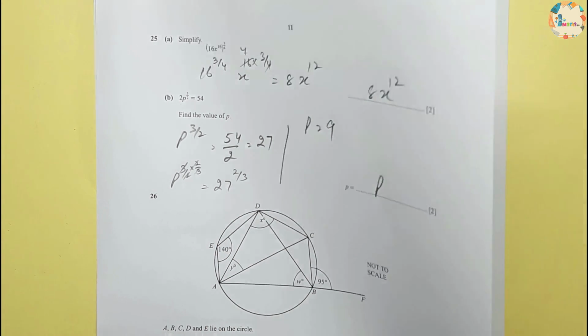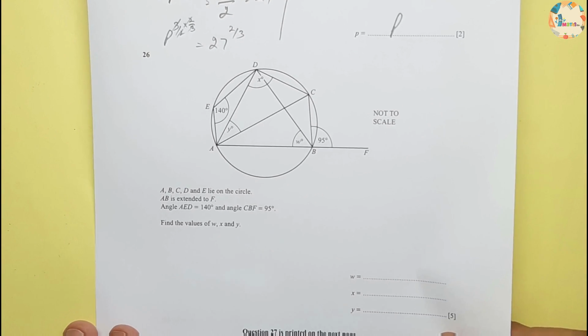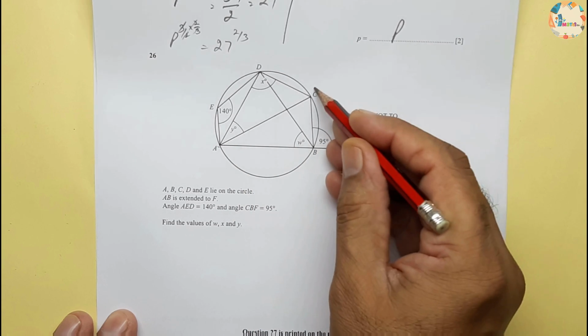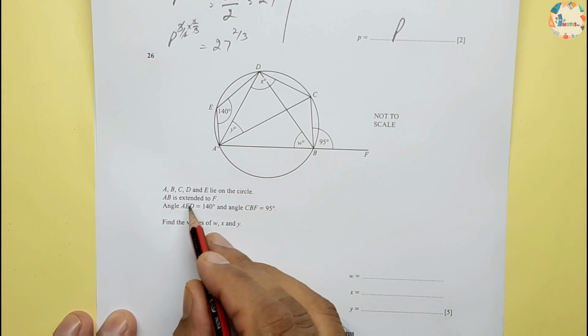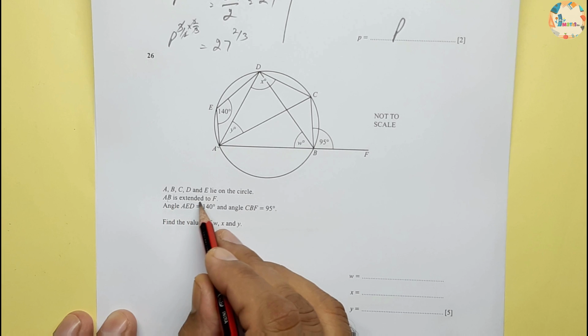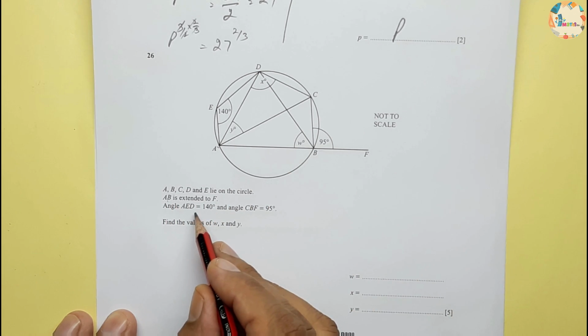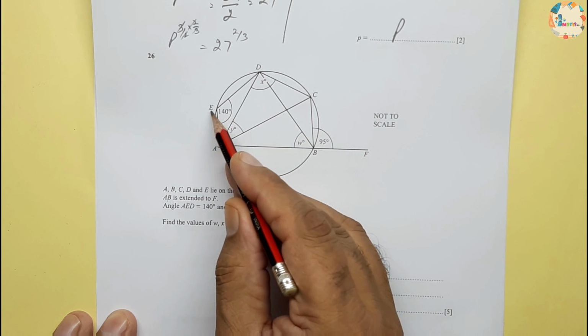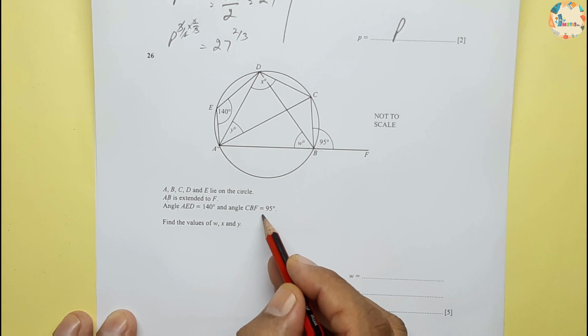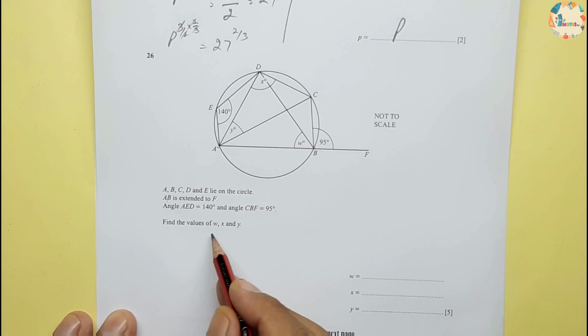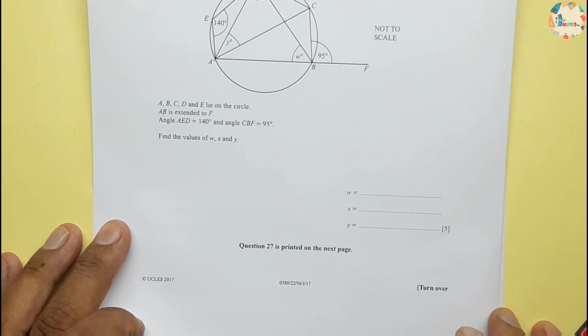Next, question number 26 is a circle theorem question. A, B, C, D, E lie on a circle. A, B is extended to F. A, E, D, this is 140 and the angle CBF is equal to 95. We have to find the values of X, Y, Z.